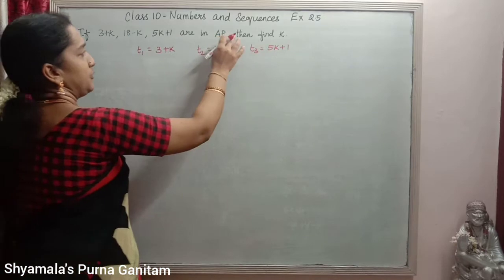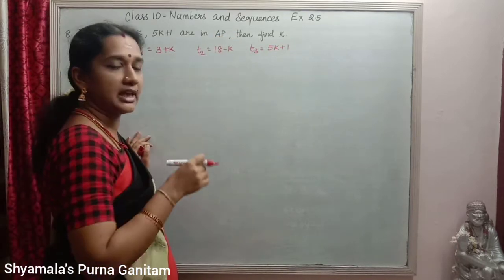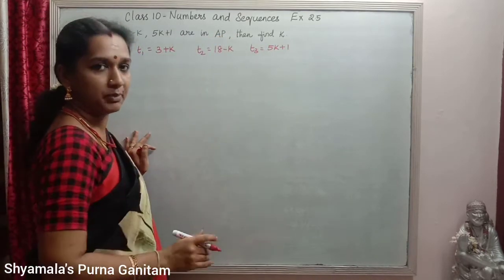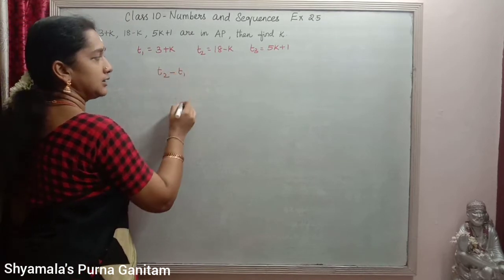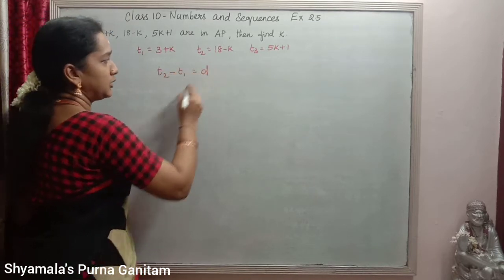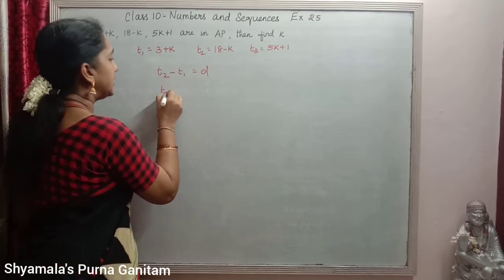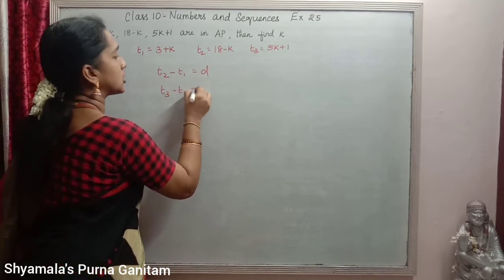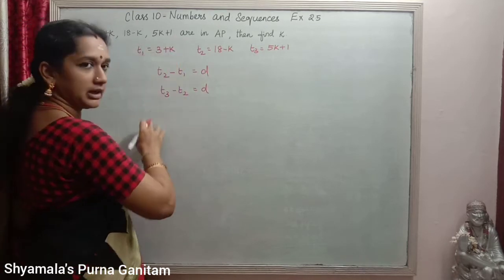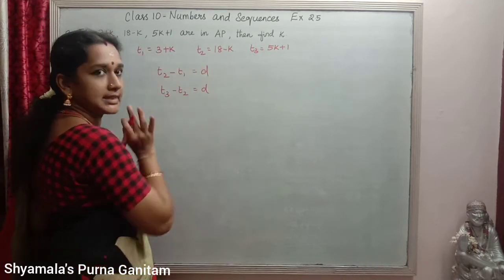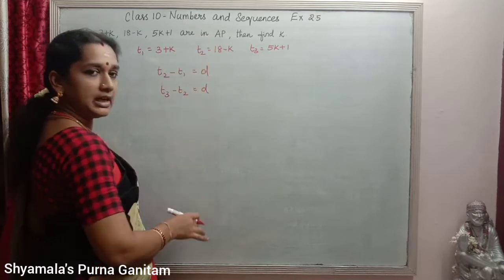If we want to check that the given terms are in AP, it is given that they are in AP. So T2 minus T1 is equal to D, that we know. Then T3 minus T2 is also equal to D. That means if we find the difference between the terms, it will be the same, since it is given in AP.